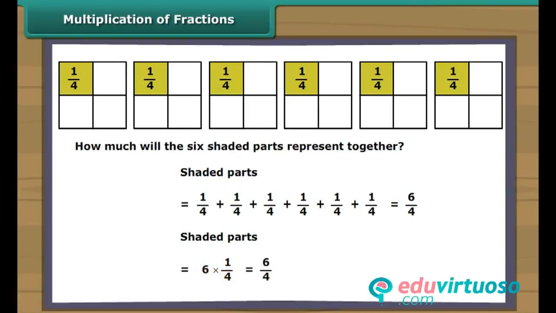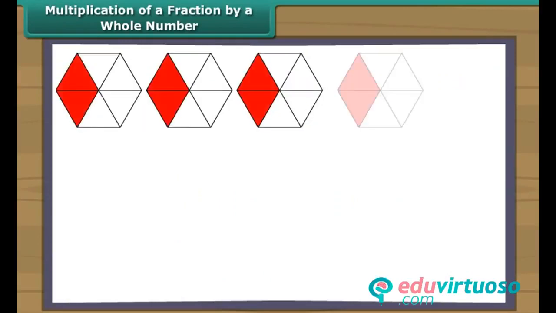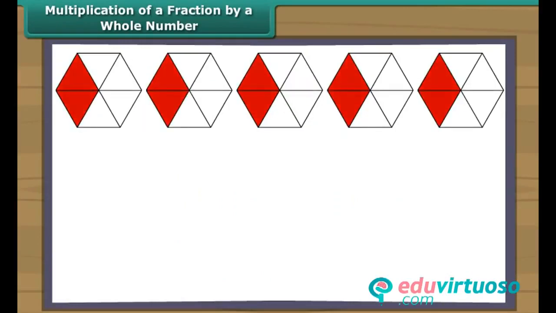Let us discuss the multiplication of fractions with the help of few examples. Multiplication of a fraction by a whole number. Look at these hexagons and find out the total red-colored part. 2/6 of each hexagon is red-colored. Thus, in total we have 10/6 part red-colored. We can also find this by multiplying 5 with 2/6.